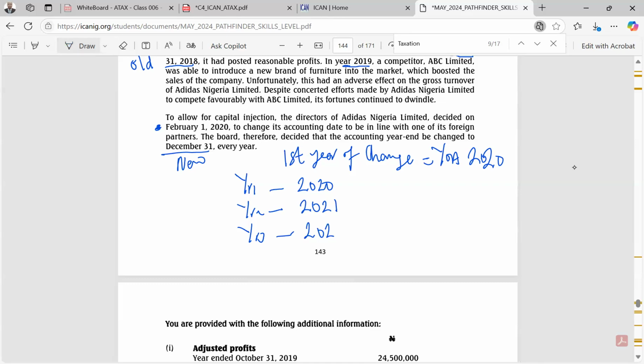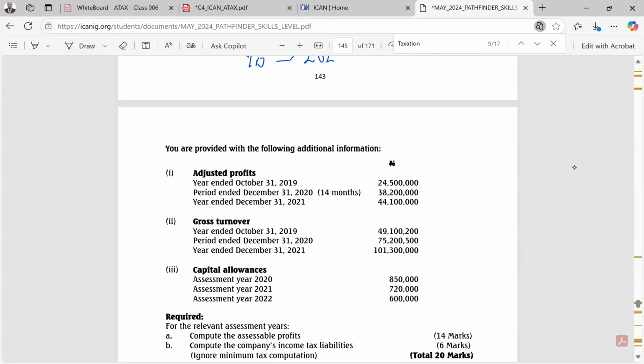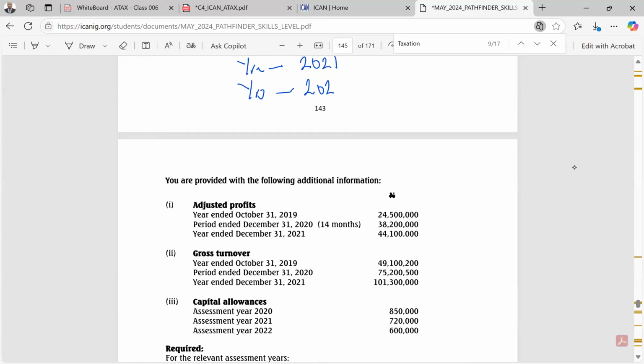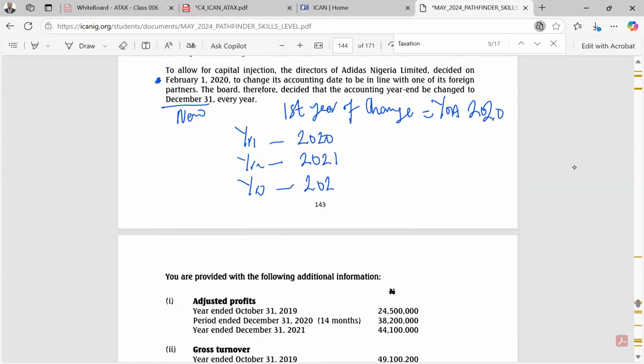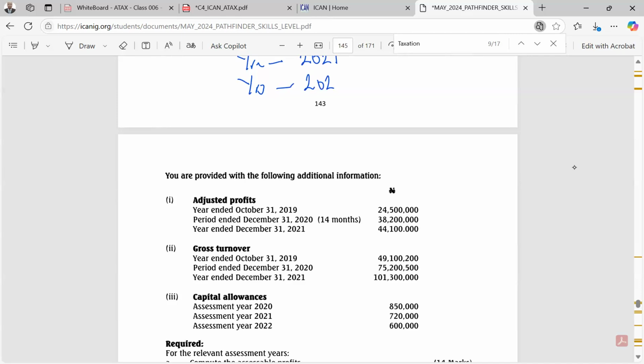Another thing from this question that will help you to note is that look at the capital allowances. They give you 2020, 2021, 2022. They also assist you, because capital allowances are always given by year of assessment.